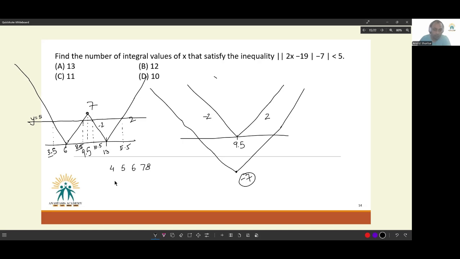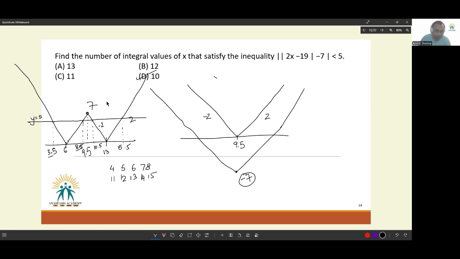And here the acceptable numbers are going to be, let me write it nicer, 11, 12, 13, 14, and 15. Altogether, the number of integral values of x that satisfy this inequality is 10. There are 10 values of x that satisfy this inequality.